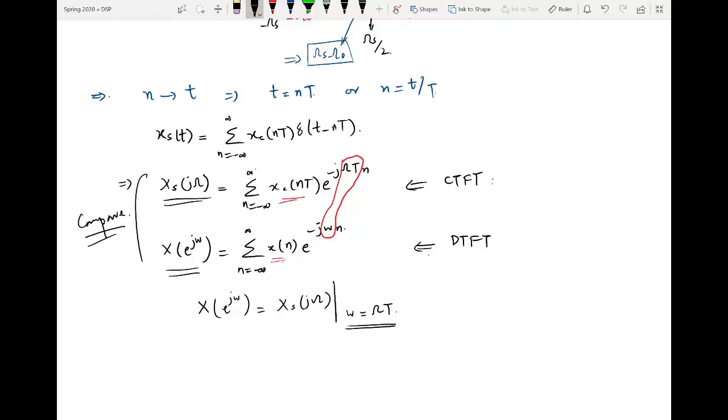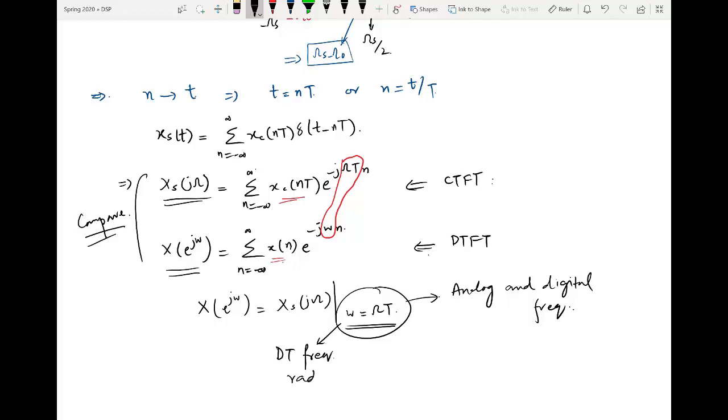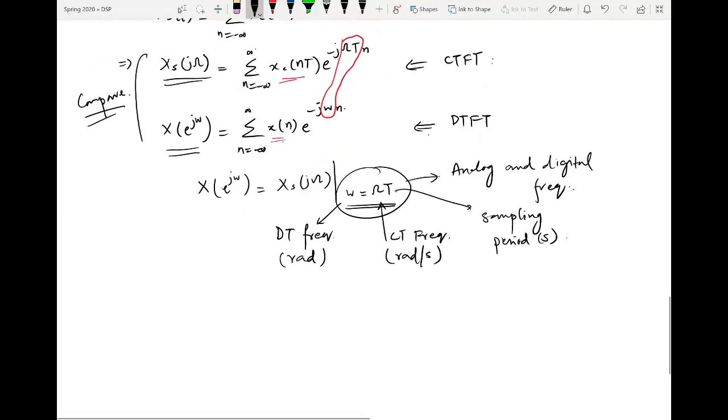So that is basically the relationship between the analog and digital frequencies. That is very important to comprehend. This small omega is the discrete time frequency having unit of radians. This capital omega is the continuous time frequency having unit of radians per second, and this capital T is the sampling period having unit of seconds. So this is the conversion.